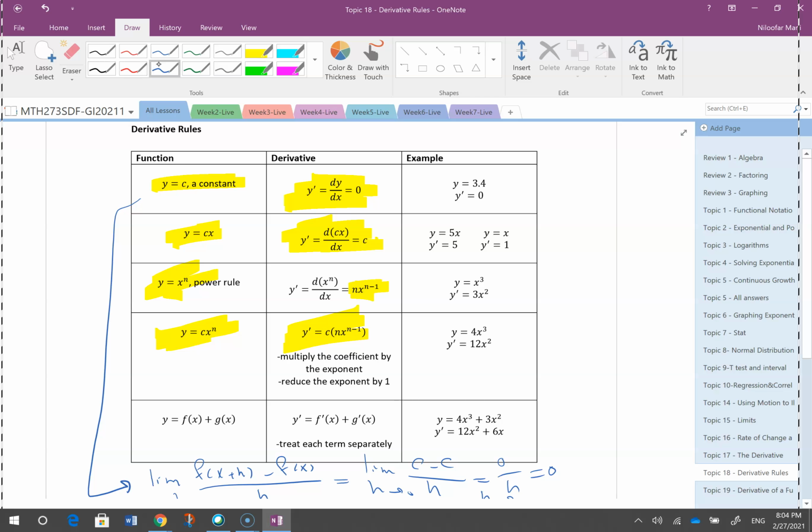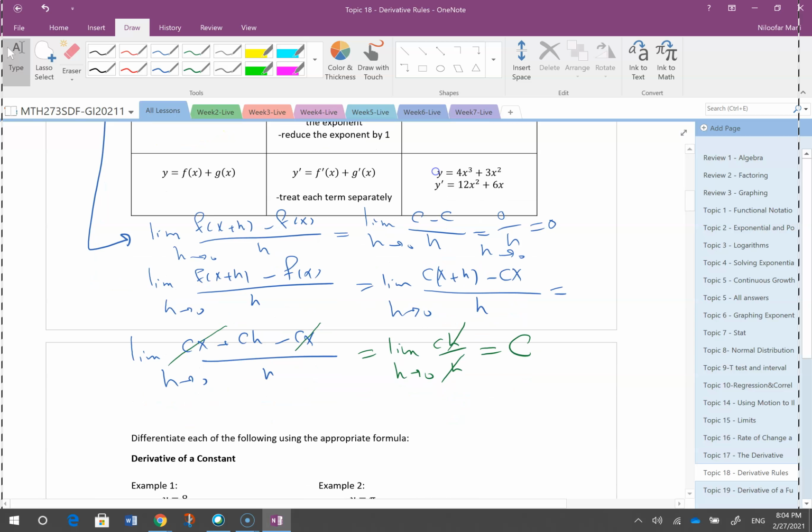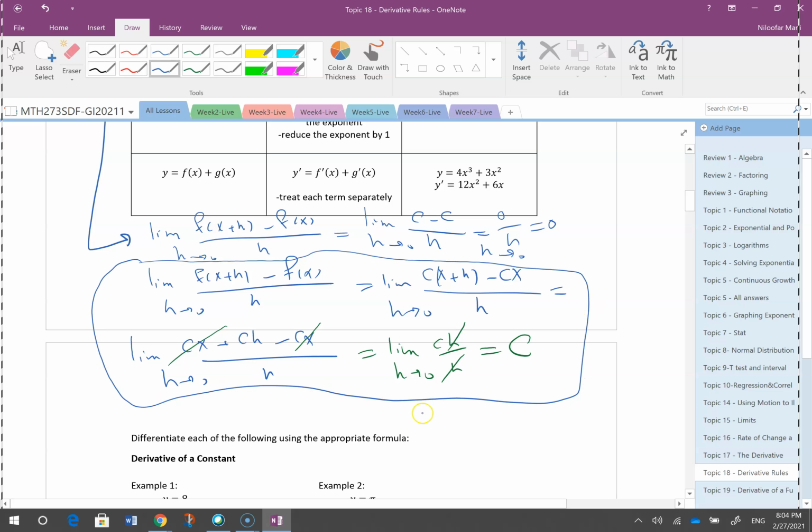So if I have y equals c times f of x, then y prime, the derivative, is c multiplied by f prime of x. So if I have a coefficient, I just multiply.